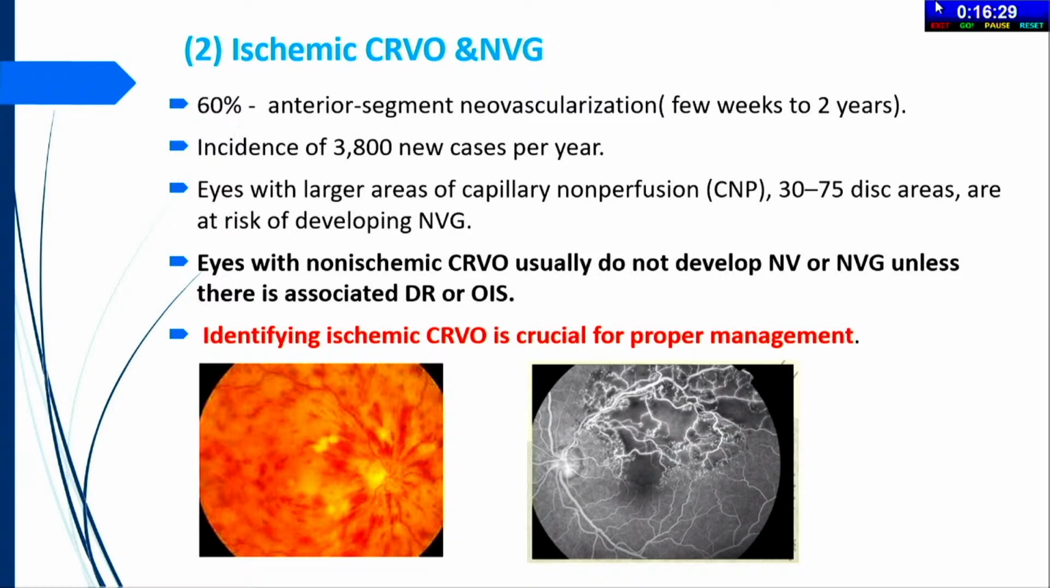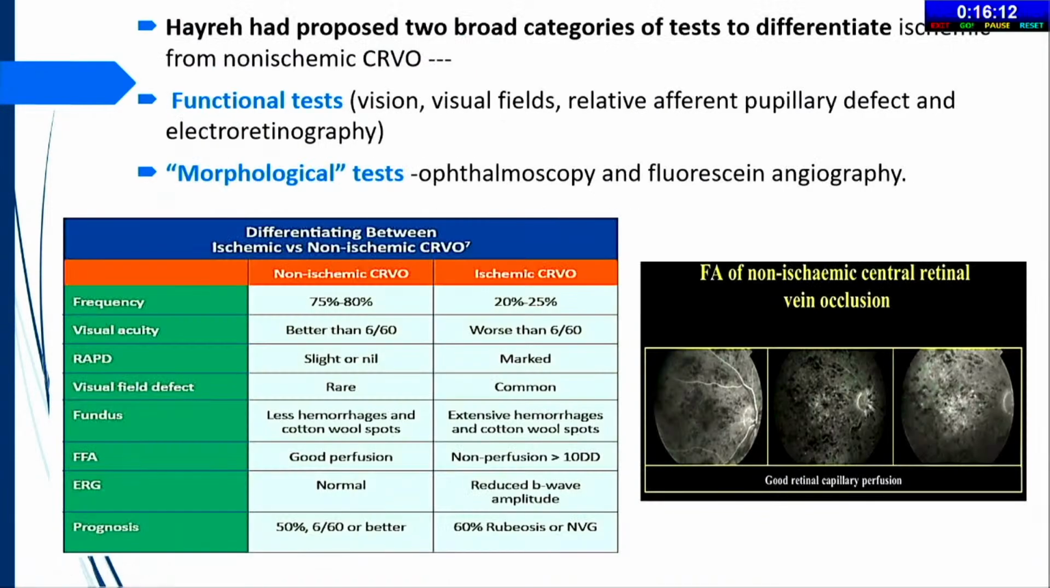The same happens in ischemic CRVO. In non-ischemic CRVO, neovascularization is not there unless it is associated with diabetes or anterior segment ischemia. So one should remember that it is only the ischemic CRVO which is responsible for neovascular glaucoma. So we need to differentiate what is ischemic and what is non-ischemic CRVO. We can see in this table that the ischemic variety is less common, only 20 to 25%, with very poor visual acuity.